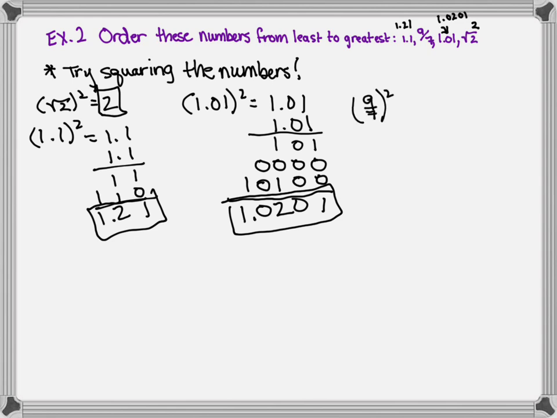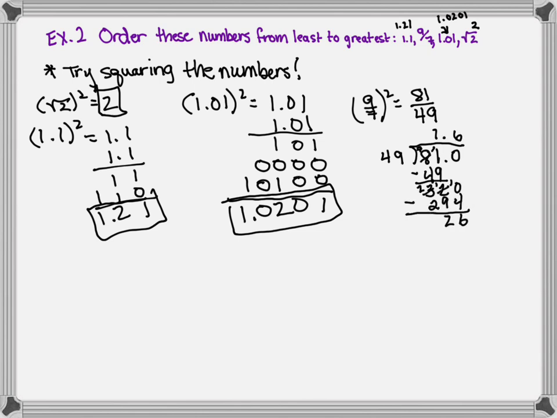And then we'll square 9/7. We'll square both the numerator and the denominator, so we get 81 over 49. And now we need to divide. So I'll take 81, divide by 49. I'll do that by hand. Okay, now I'm not done dividing, but I'm far enough for the purposes that we need.